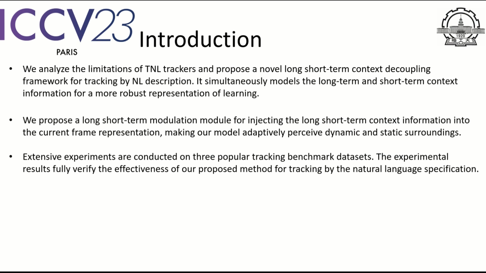Firstly, we analyze the limitations of TNL trackers and propose a novel long short-term context decoupling framework for tracking by NL description. It simultaneously models the long-term and short-term context information for a more robust representation of learning. Secondly, we propose a long short-term modulation module for injecting the long short-term context information into the current frame representation, making our model adaptively perceive dynamic and static surroundings.